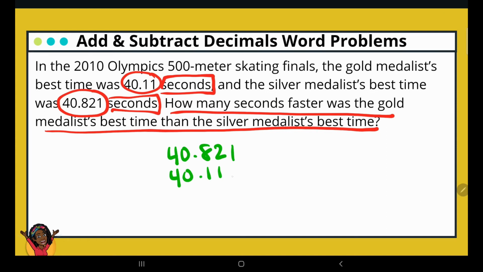Let's go ahead, follow our steps, put in our placeholders, and subtract. 1 minus 0 is 1. 2 minus 1 is 1. 8 minus 1 is 7. And I'm going to bring down that decimal point. 0 minus 0 is 0. 4 minus 4 is 0. Okay, so the difference in time is 0.711, and the time period is seconds.